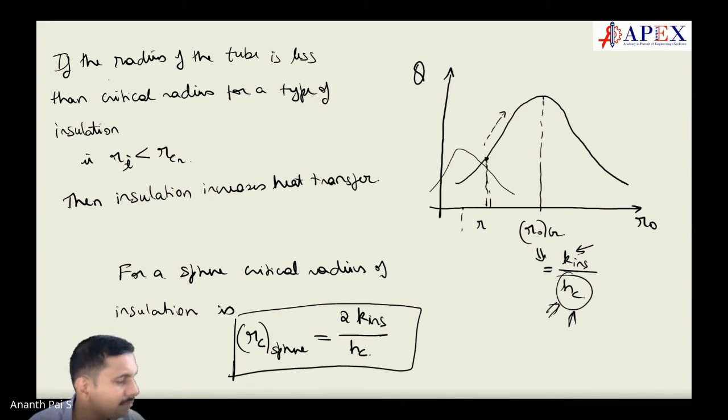So for the same insulation, you need a higher radius, twice the radius as that for the cylinder. Okay. So let us do one problem.